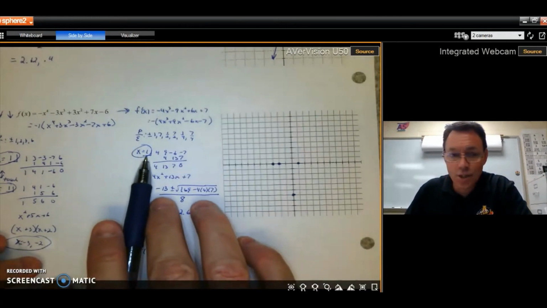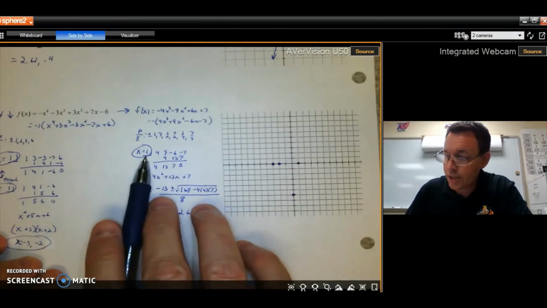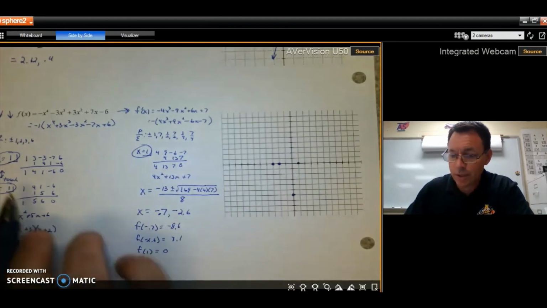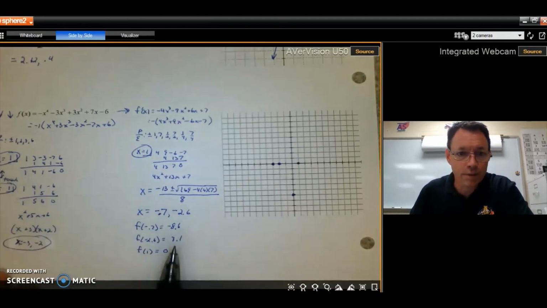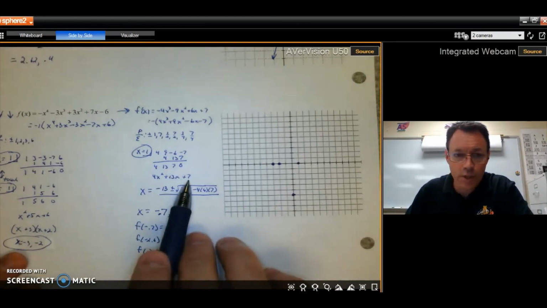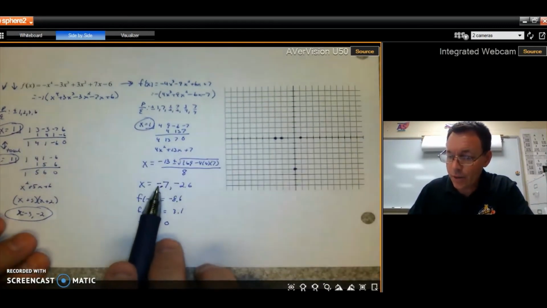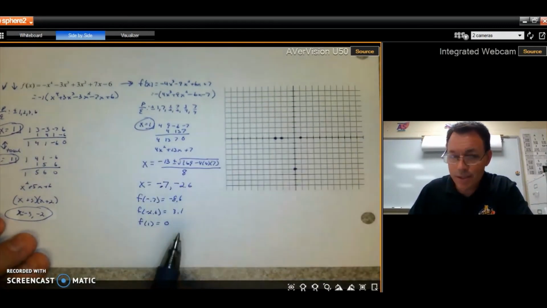Okay, I tried 1 and it worked. Okay, I got a remainder of 0. So 1 is one of my zeros, which I told you it would because of the fact that that's a turning point. Okay, but then it left me with a quadratic that did not factor. So I used the quadratic formula. I got these two values, negative 0.7 and negative 2.6.